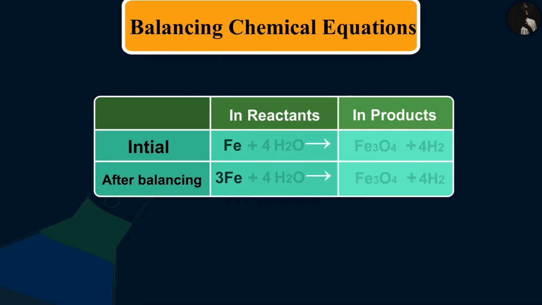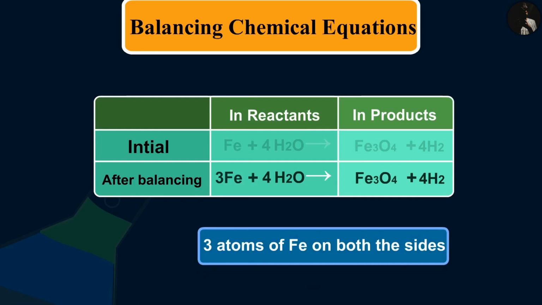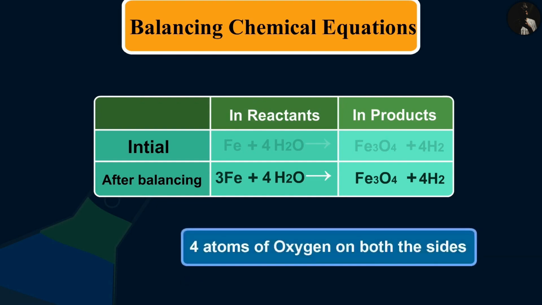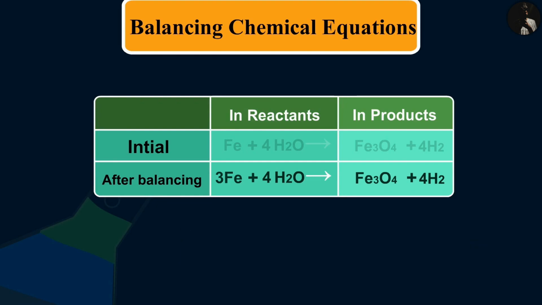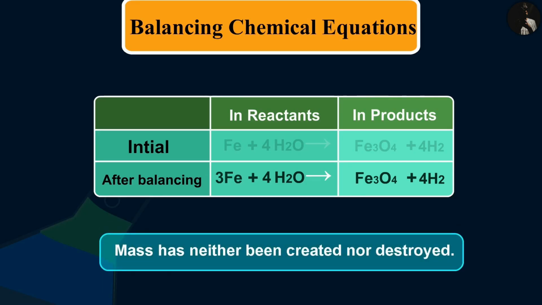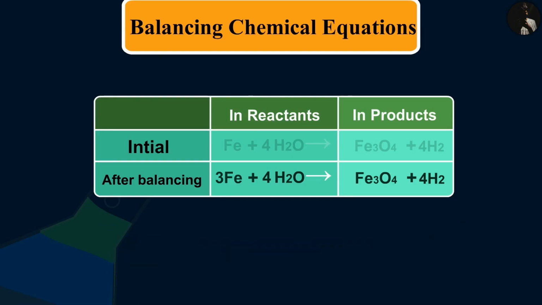Finally, let us examine this balanced equation. There are 3 atoms of iron, Fe, 8 atoms of hydrogen, H, and 4 atoms of oxygen, O, on both the sides. Now the number of atoms of elements on both sides of the equation are equal. So this equation is balanced now. That is, mass has neither been created nor destroyed. Therefore, the number of atoms of each element is equal before and after the reaction.